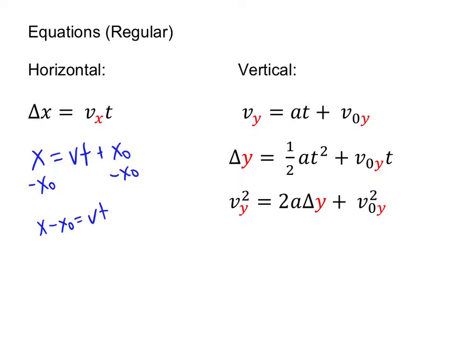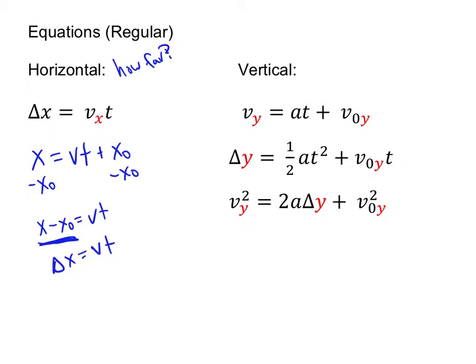Right, so you want to keep in mind again that x minus x initial is just a delta x. So that's where I got this. And the horizontal equation you want to use when you're solving for how far. And that's also known as the range. So that will tell you how far it travels horizontally.